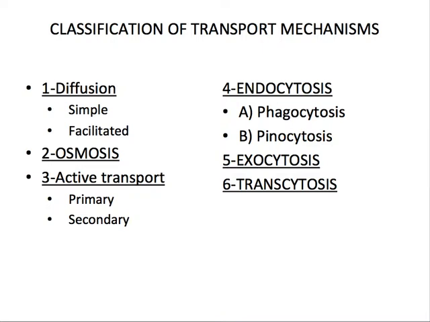Now, the diffusion itself could be a simple process or it can be facilitated. While the active transport, we broadly categorize into primary and secondary active transport. And as I already told you, the endo, exo, and transcytosis are subtypes of the active transport.